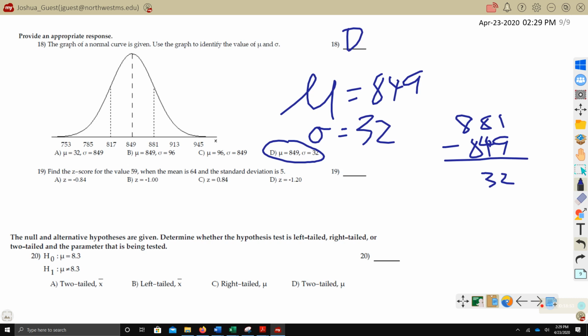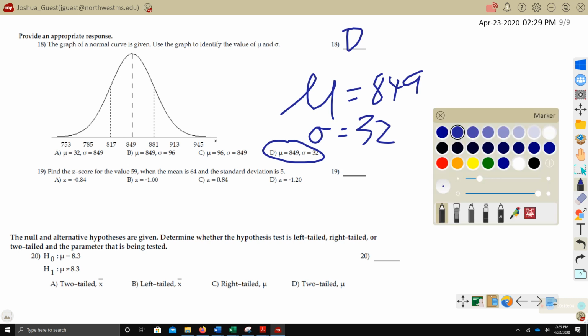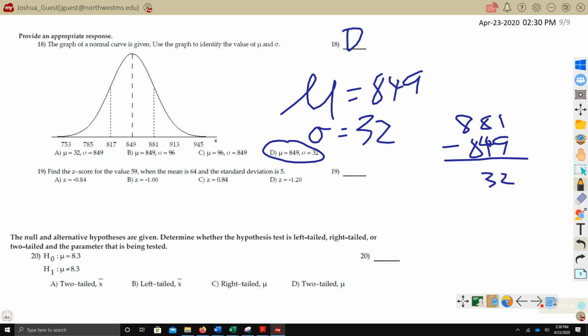All right, so the z-score, find the z-score for the value 59 when the mean is 64 and the standard deviation is 5. So if you remember, z equals x minus mu over sigma. So 59 is x, the mu is 64, and sigma is 5.